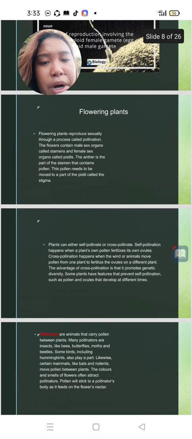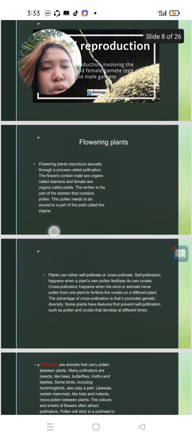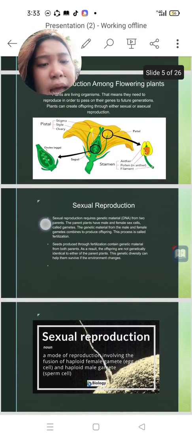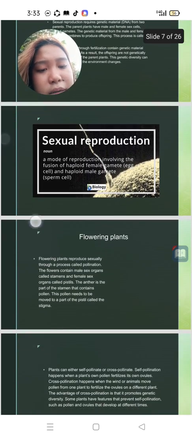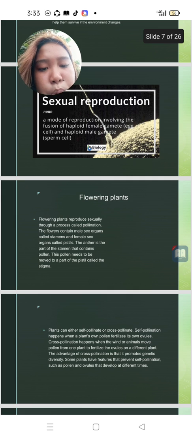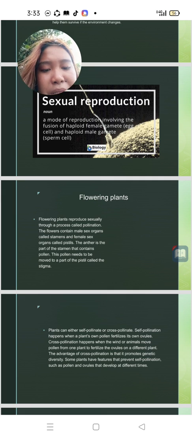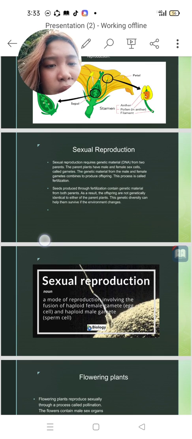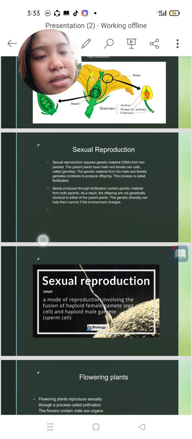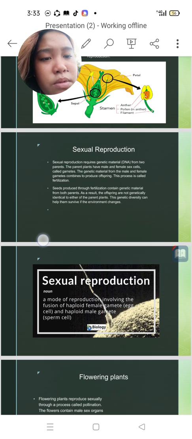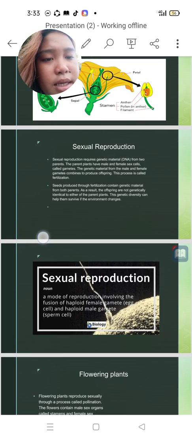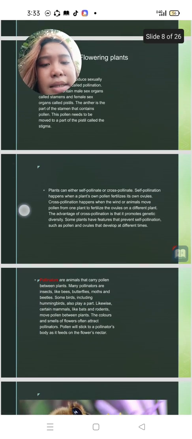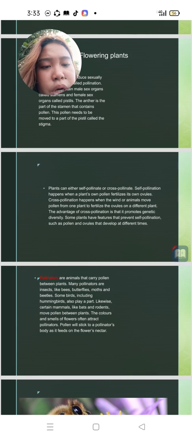The anther is the part of the stamen that contains pollen. So here, guys, the anther. The anther belongs to the stamen, guys. This pollen needs to be moved to a part of the pistil called the stigma. So, guys, the stamen, then the anther, which is the part you can see in the video, then the pollen in the anther, then the filament. Plants can either self-pollinate or cross-pollinate.